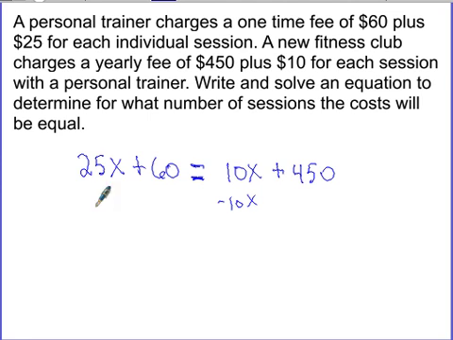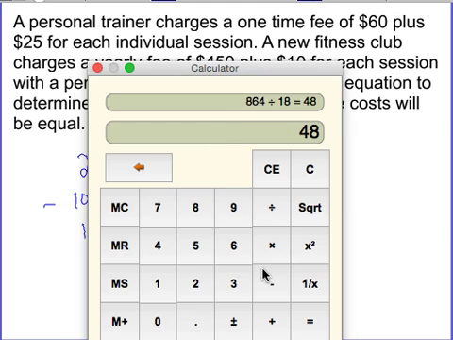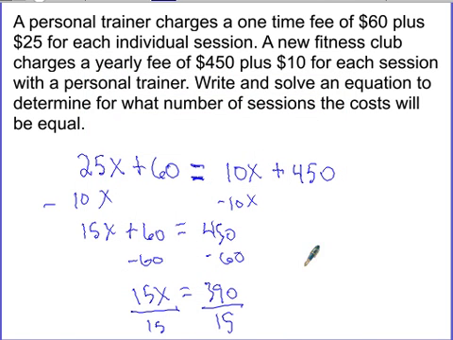So subtract 10x from both sides. That'd be 15x plus 60 equals 450. Subtract 60. 15x equals 390. 390 divided by 15 is 26. So x equals 26.